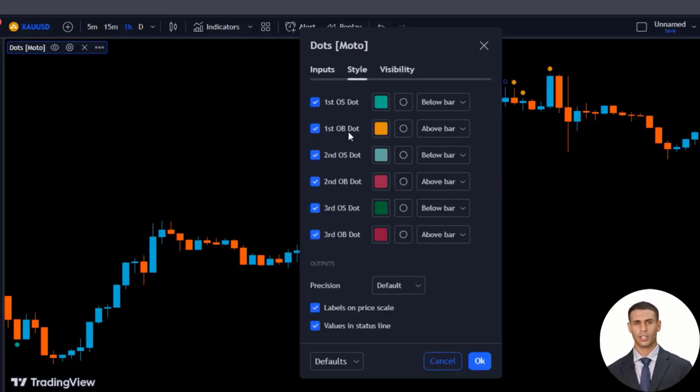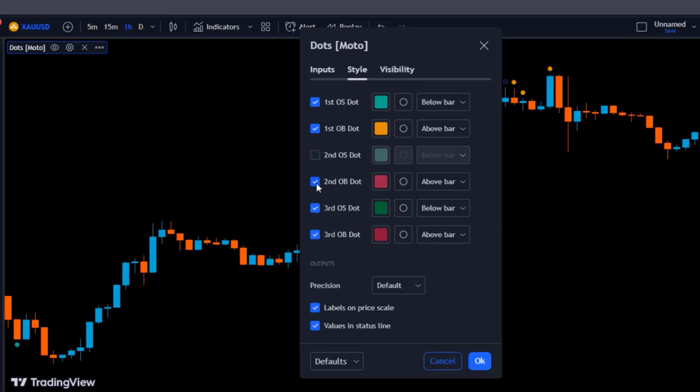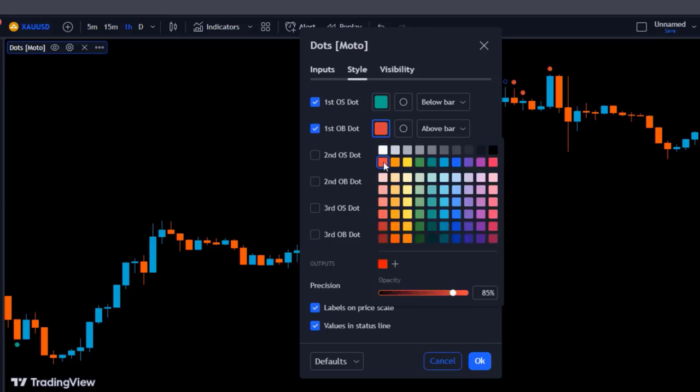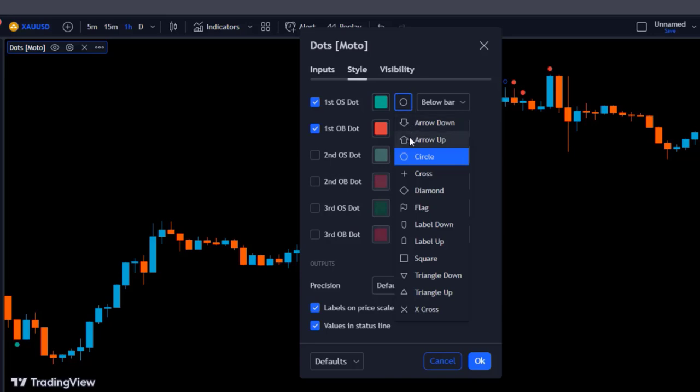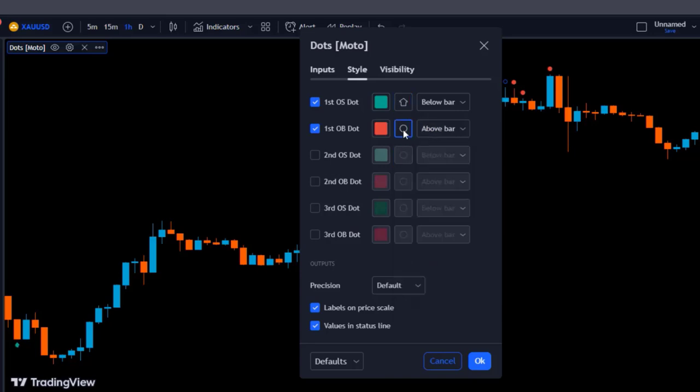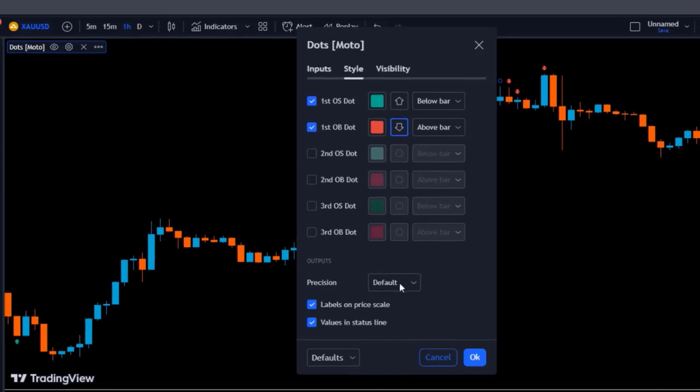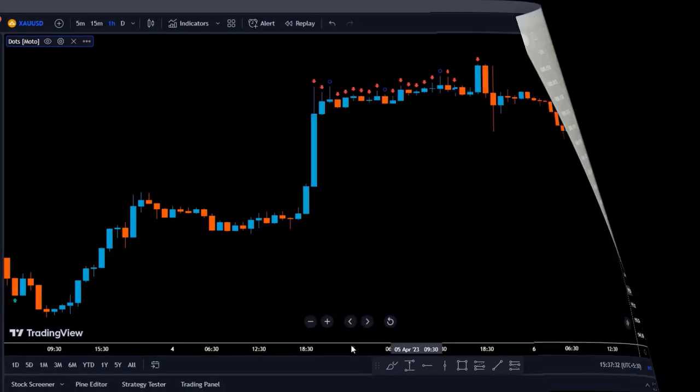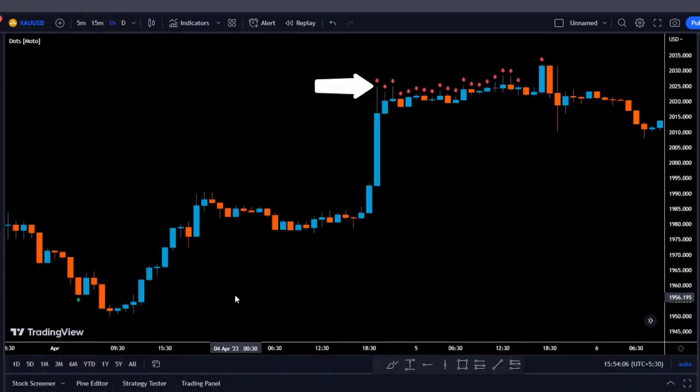Here, we're going to use only one level for the oversold and overbought region. So you uncheck second oversold and overbought as well as the third oversold and overbought dots. And here, you change the first overbought dot color from yellow to red. Then you can also change it to arrow. I like to use arrow to see the signals. Then you click OK. This indicator will help us catch trend reversals based on RSI overbought and oversold levels.